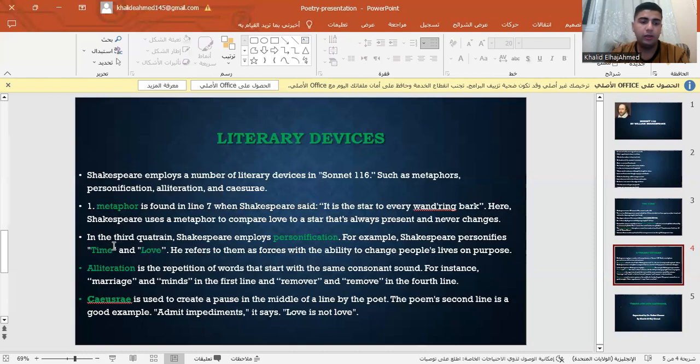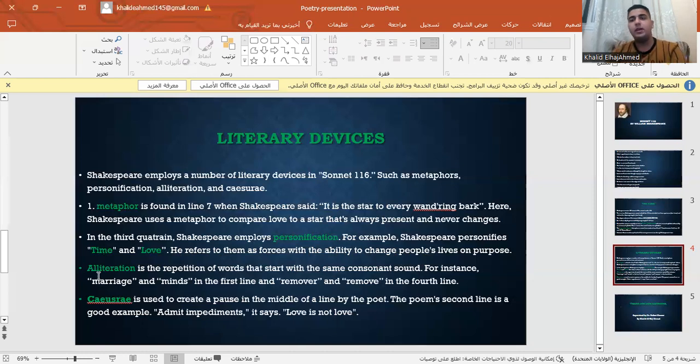And another thing, in the third quatrain, Shakespeare employs personification. Personification is a figure of speech in which we use human characteristics to attribute to something that's not human, non-human. And this is shown in time and love. Shakespeare himself refers to them as forces, with the ability to change people's lives on purpose. So yeah.